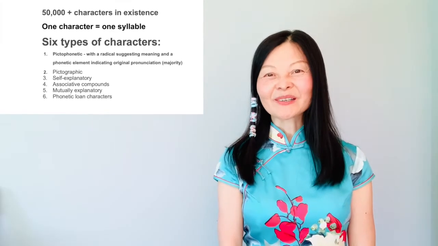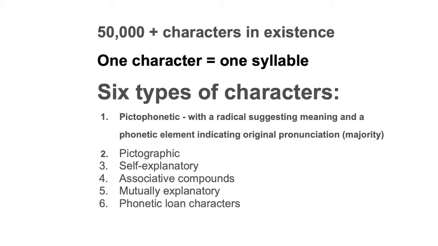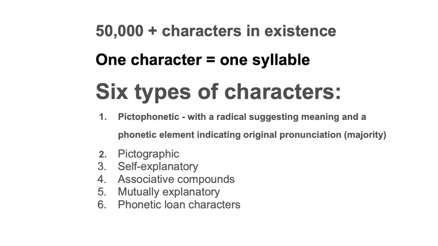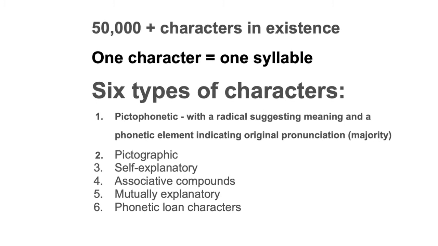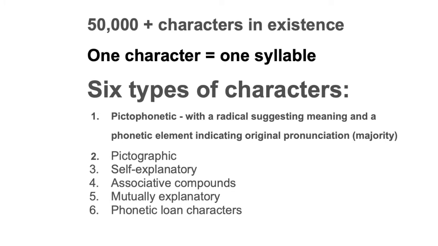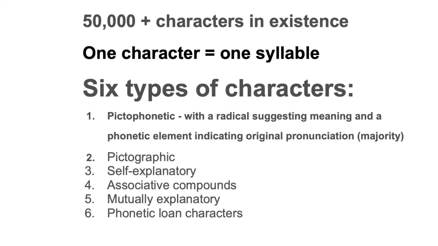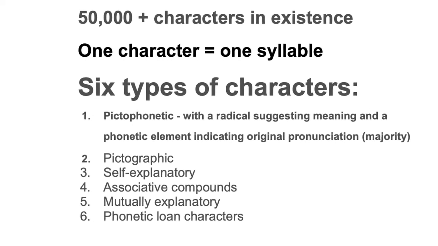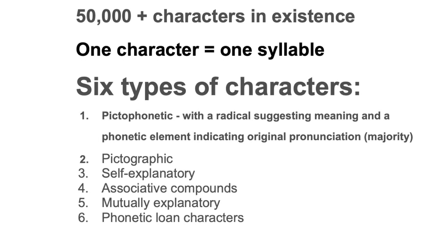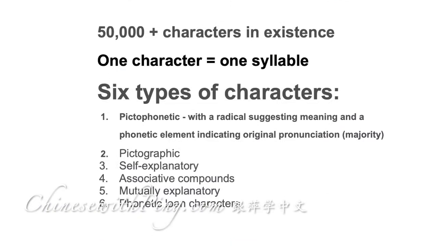Next, we talk about Chinese characters. Majority of characters have 2 parts. The radical part suggests the meaning of the character. Phonetic element indicates the original pronunciation. One character is 1 syllable, 1 sound.